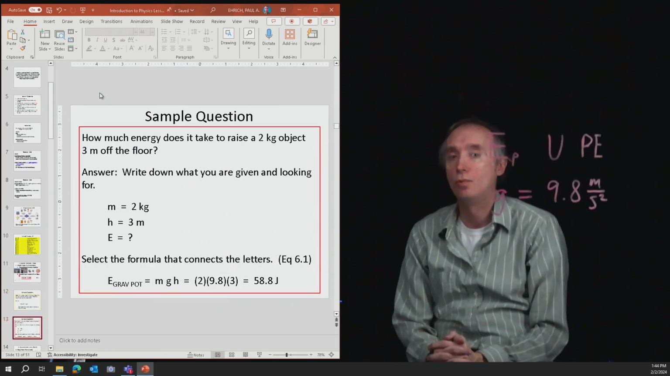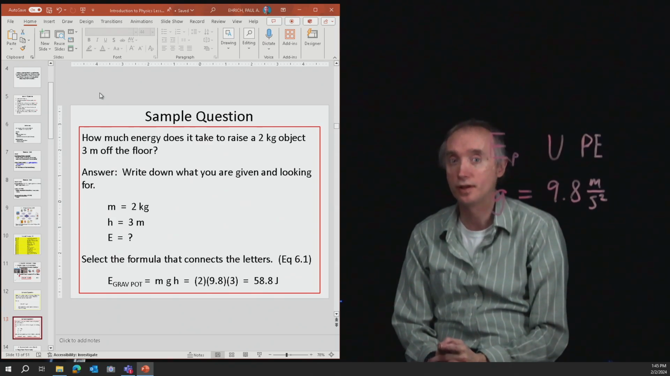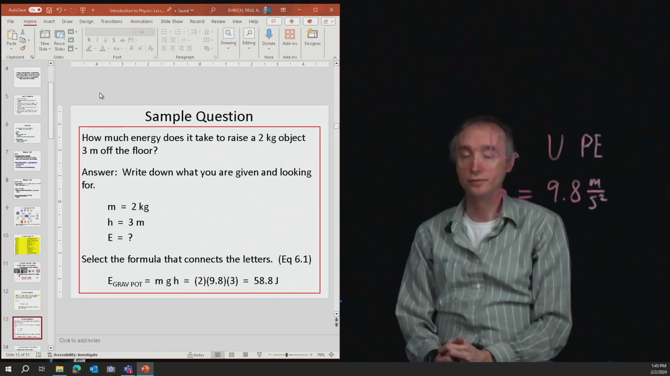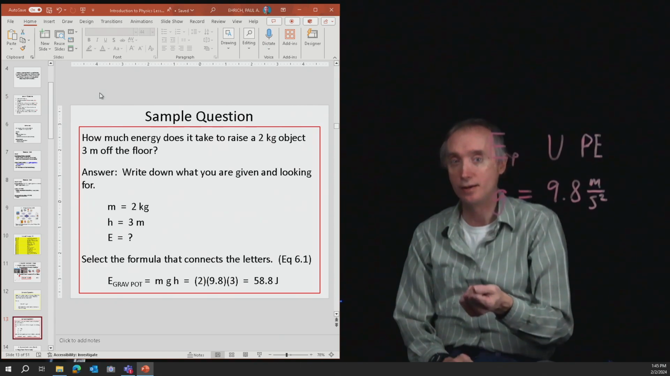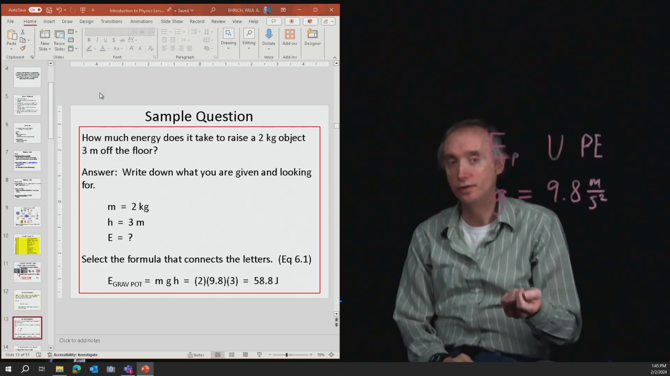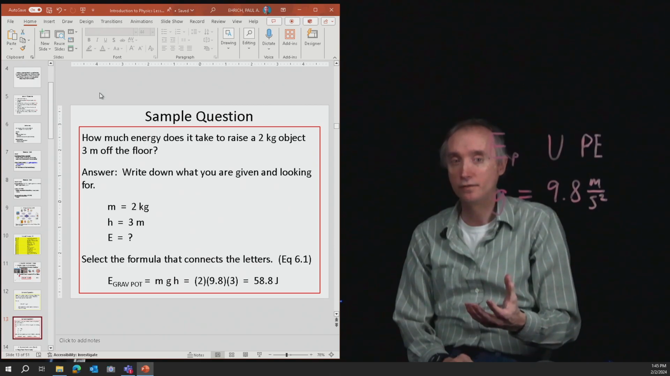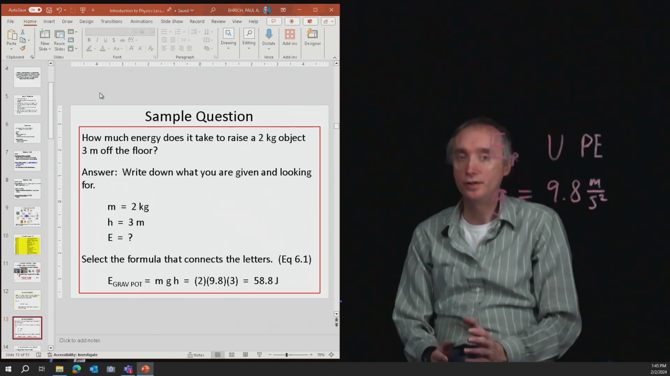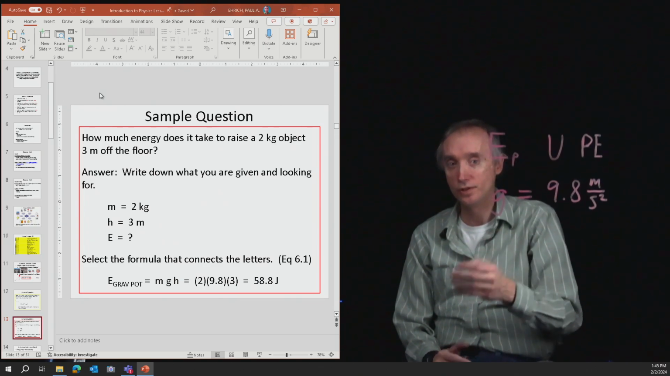Okay, but I also want you to be able to do math questions. So how much potential energy, or how much energy does it take to raise a 2 kilogram object 3 meters off the floor? So write down what you're given. The 2 kilograms is a unit of mass, so that's m. The 3 meters is a unit of distance, so we're going to say it's h for height, and then we're looking for the energy. So what's the only formula that we've got that has E, h, and m in it? Well, that's the one we just did.